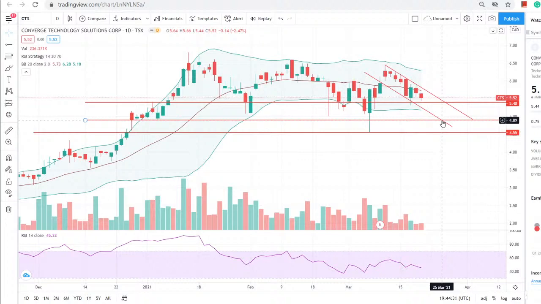So that can be an interesting point. That could be a good entry point for a good bounce back to 6 or 6.25 also. Yeah, that can be. Okay. I think we can move on to the next one.